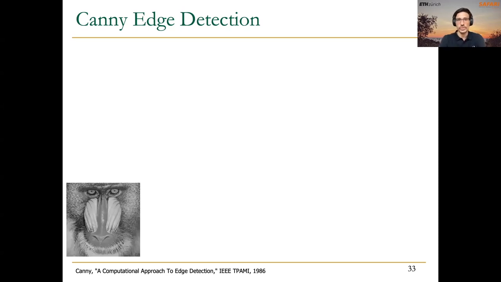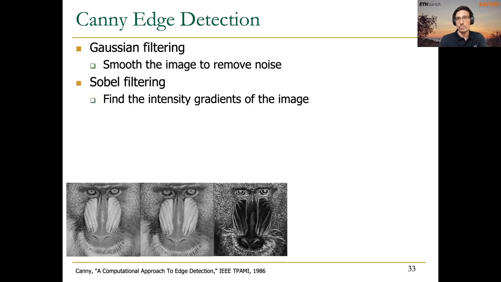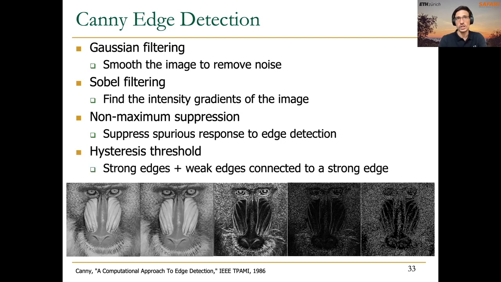Canny edge detection has 4 steps. In the first step, we apply the Gaussian filtering in order to smooth the image and remove noise. Then we apply another filter, a Sobel filter, to find the intensity gradients of the image. And then we have 2 more stages. The next one is called non-maximum suppression, where we suppress the spurious response to edge detection. And finally, hysteresis thresholding, where we select strong edges and also weak edges that are connected to a strong edge. Canny edge detection is a very good example of one of the applications of convolution.